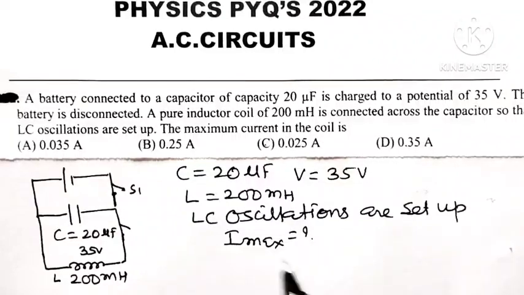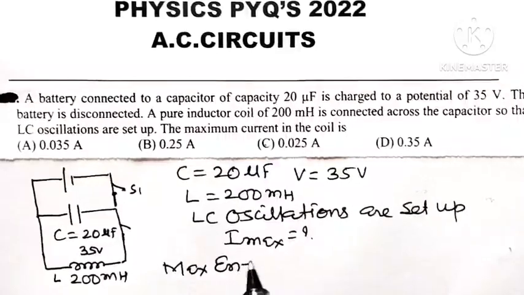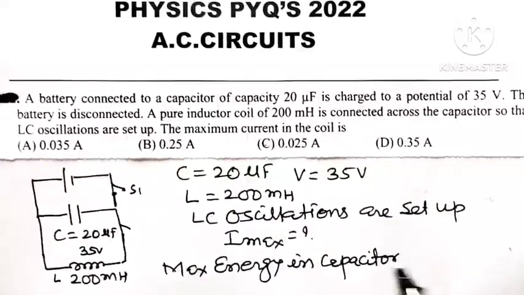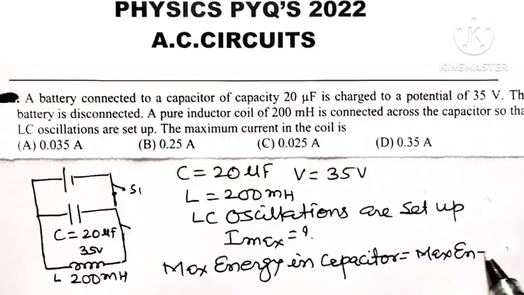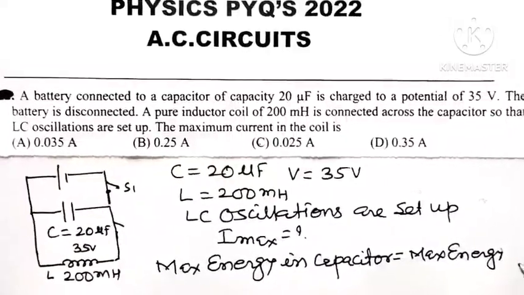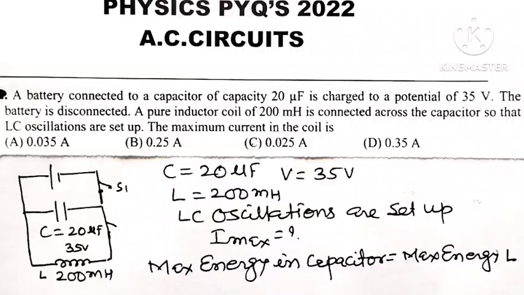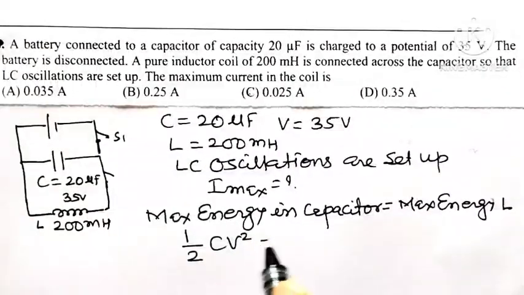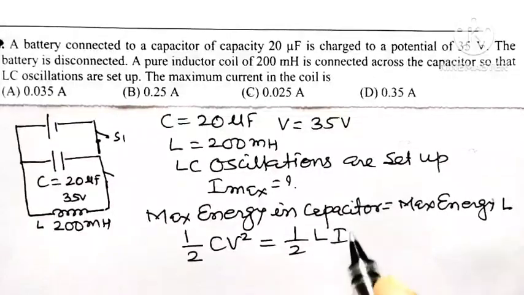So when LC oscillations are set up, the current in the circuit is maximum, and it also means maximum energy in the capacitor. What is the condition for LC oscillation? Maximum energy in the capacitor is equal to maximum energy in the inductor L. What is the maximum energy in the capacitor? Maximum energy in the capacitor is half CV square, and maximum energy in the inductor is half L into I square.